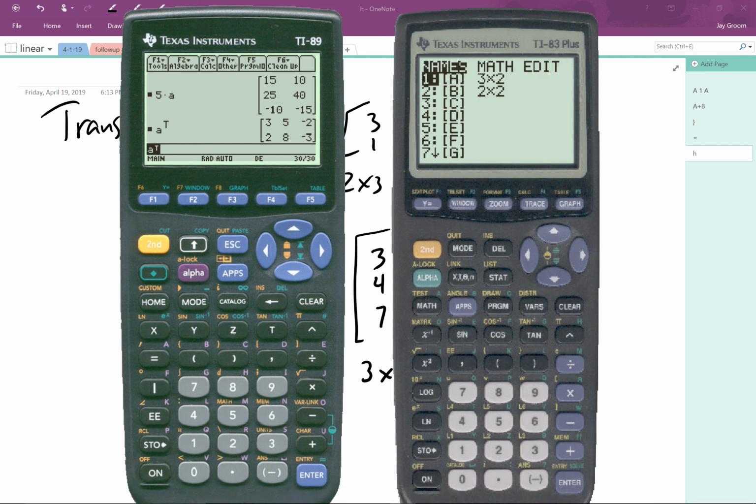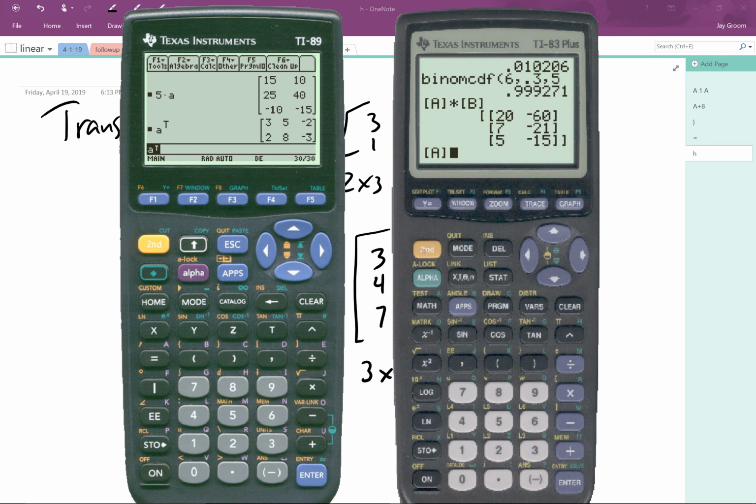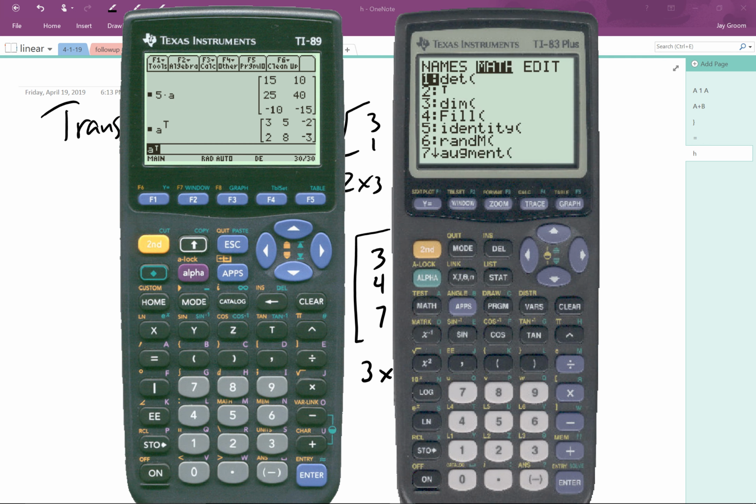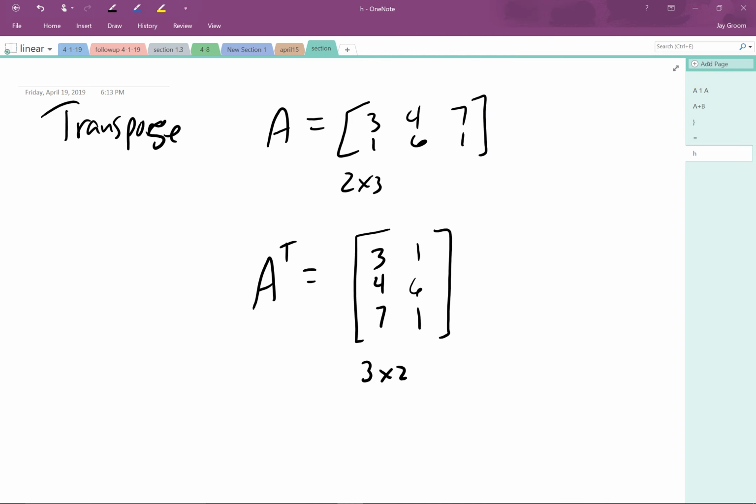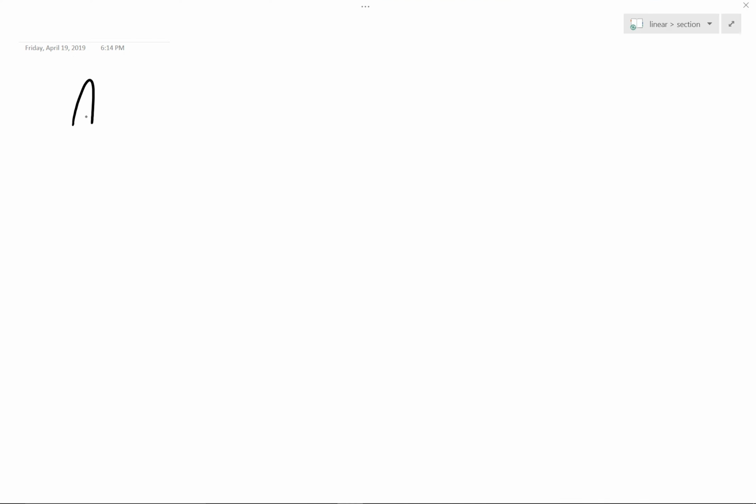So matrix A, and then matrix, and then if you go to math, transpose, done. Okay. Again, different matrices, obviously, but there they are. A transpose. Okay. Here's a question for you. Can A ever equal A transpose?